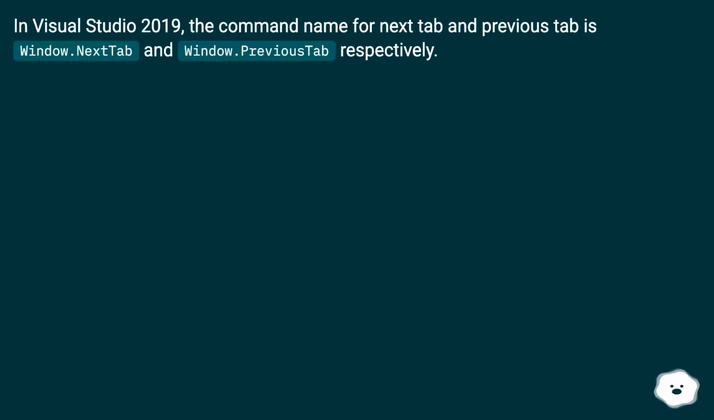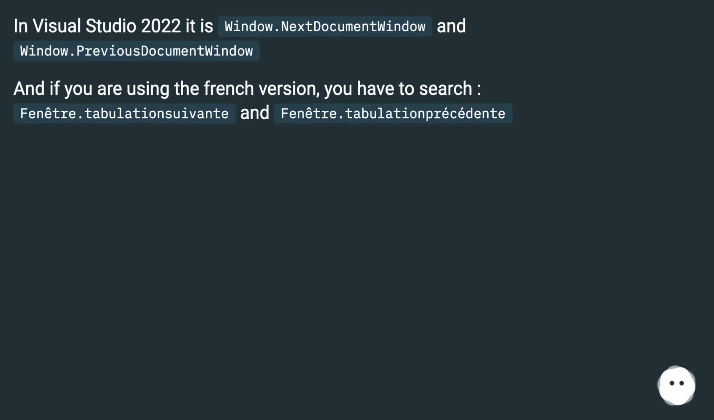In Visual Studio 2019, the command name for Next tab and Previous tab is Window.NextTab and Window.PreviousTab respectively. In Visual Studio 2022 it is Window.NextDocumentWindow and Window.PreviousDocumentWindow. And if you are using the French version, you have to search Fenêtre.TabulationSuivant and Fenêtre.TabulationPrécédent.